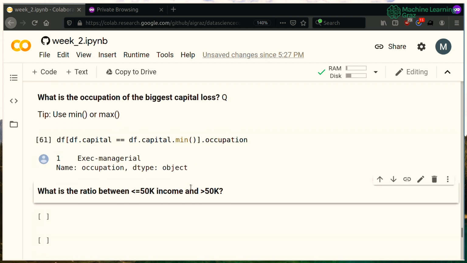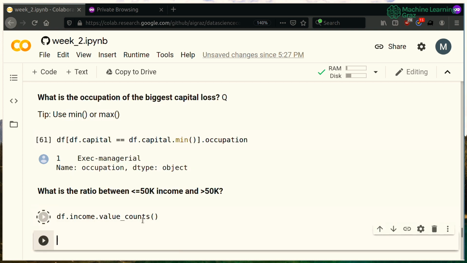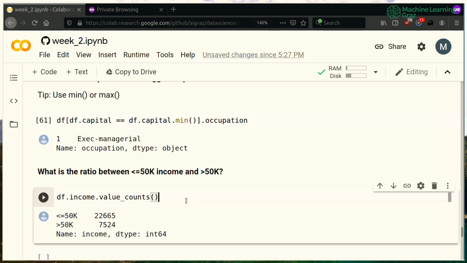Okay, let's do something more interesting. But let's first calculate the ratio between people who earn less than 50k and more than 50k. What do you think is the ratio, Bogdan, while I'm writing this? Well, I hope 50-50, but my feeling is that there are much fewer people making more than 50k.